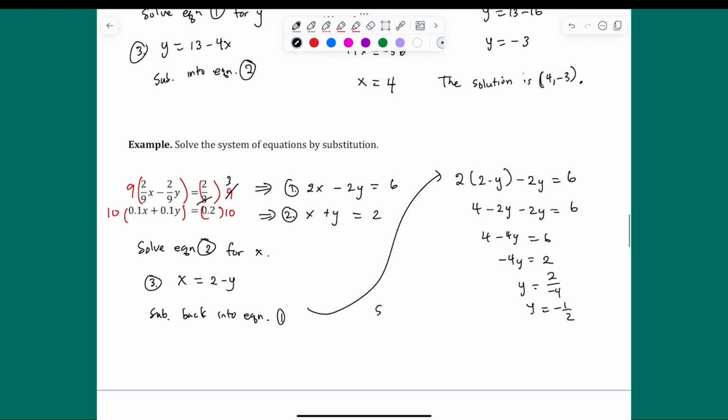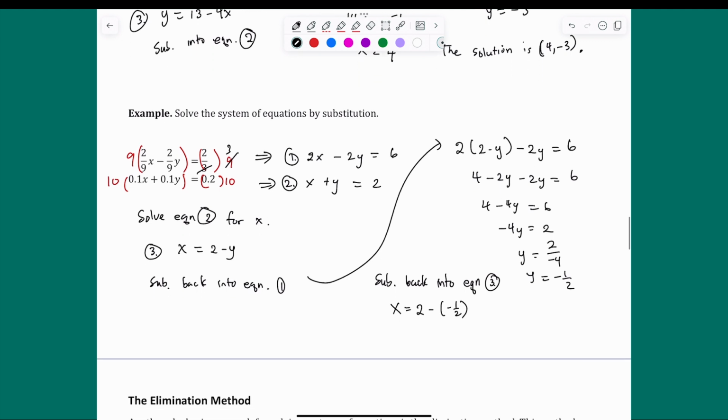Now sub this back into equation 3. So we get x equals 2 minus negative 1/2. Alright, so that's really a 2 plus 1/2. So that's going to give us 5/2. So we see the solution is 5/2, negative 1/2.